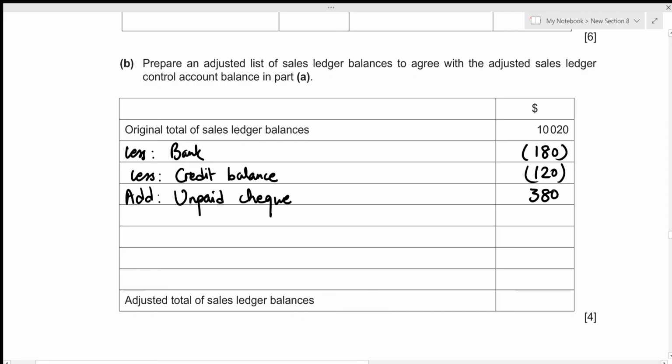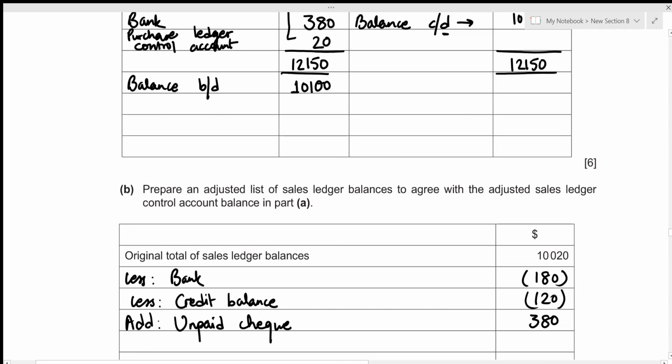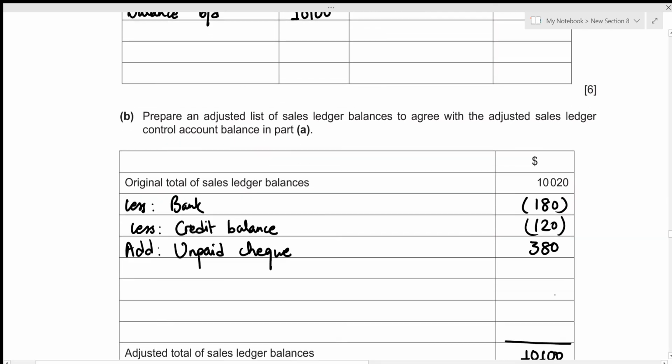Now these are all the errors that needed to be considered in order to figure out the adjusted sales ledger balance. So let's figure out the total. That's just going to be 10,020 minus 180 minus 120 plus 380, which gives the adjusted total of the sales ledger balances to be 10,100, which is the same as the balance for the adjusted sales ledger control account, which means that both of these solutions are correct. Since this concludes the second part, we can now move on to the third part.